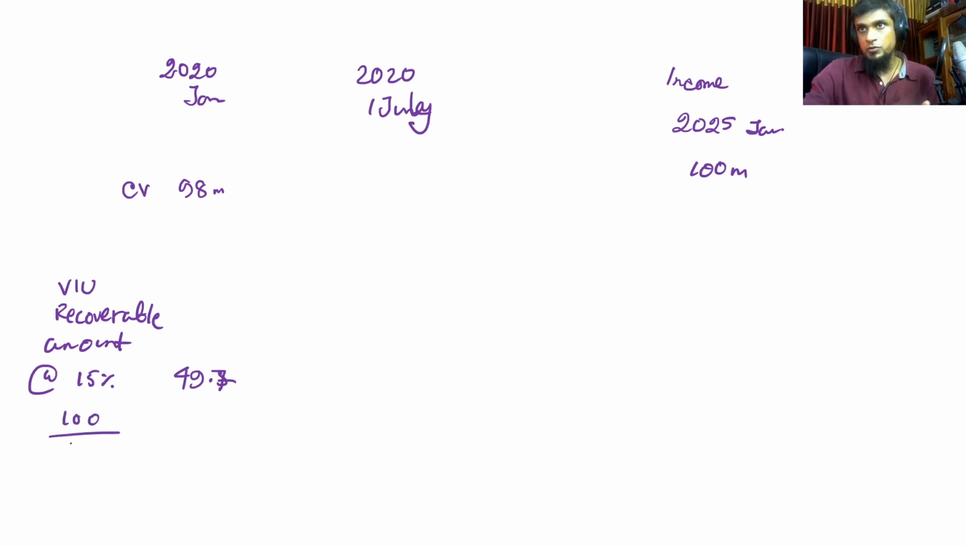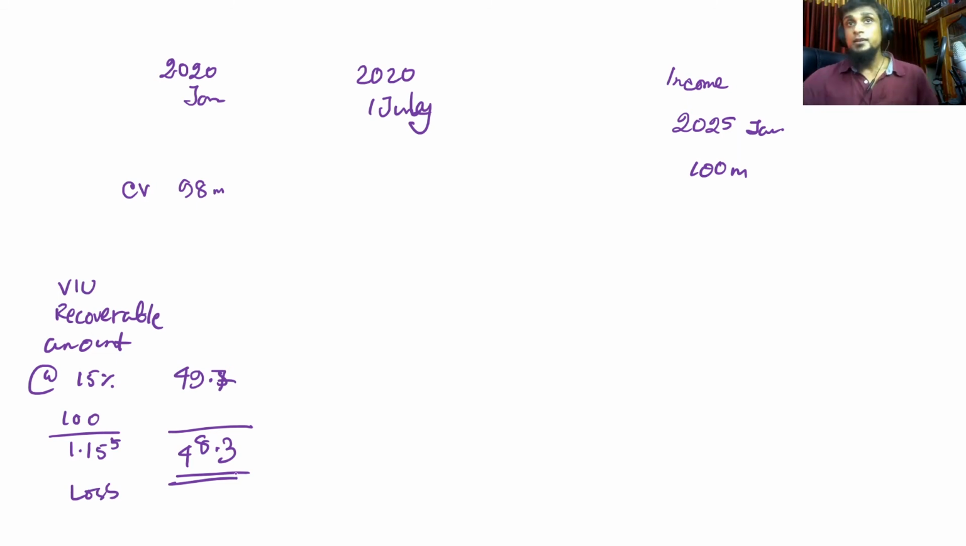Let me put the equation. 100 over 1.15 to the power 5. 49.7 recoverable amount. So the loss: 98 minus 49.7, 48.3. That is the impairment loss. Yeah, you did that exercise on 1 Jan.